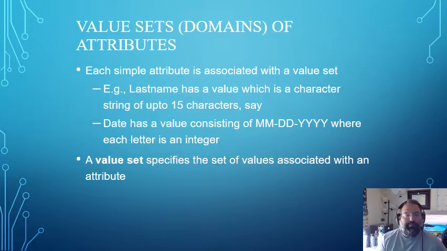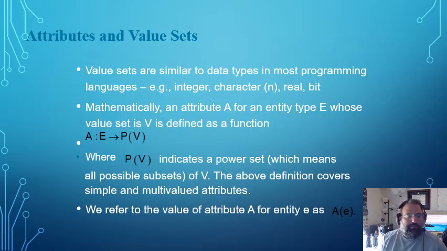Value sets are domains of attributes. Each simple attribute is associated with a value set. For example, last name has a value which is a character string up to 15 characters. For example, date has a value composed of year, month, day, stored in some fashion where each is an integer. It's actually a little bit more robust than that because it may actually be a proper date. A value set specifies the set of values associated with an attribute. Value sets are similar to data types in most programming languages, for example integers, characters, reals, whatever they might be, bit.